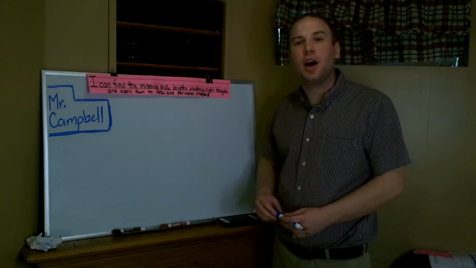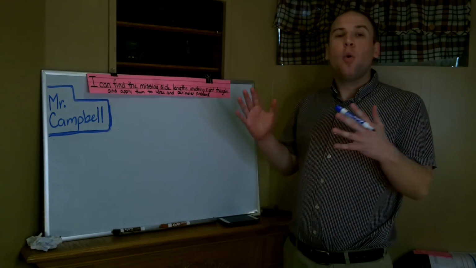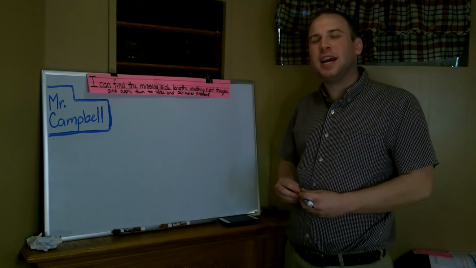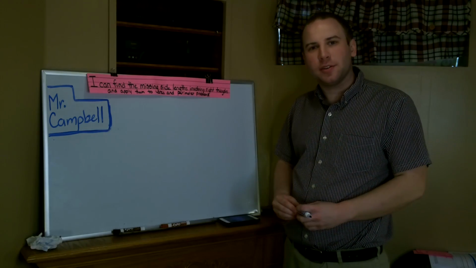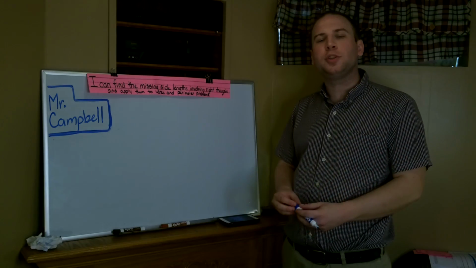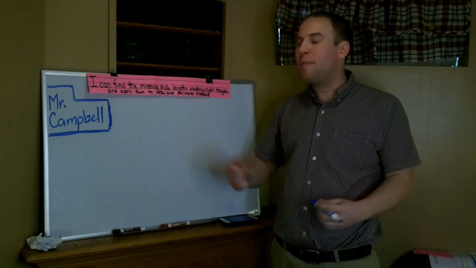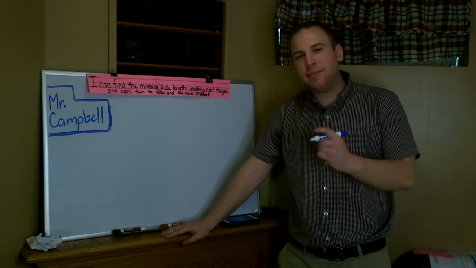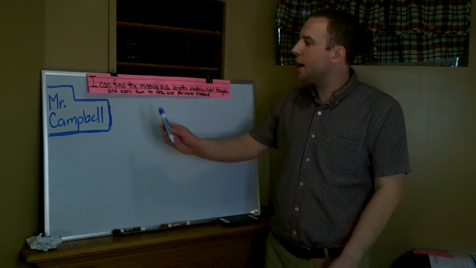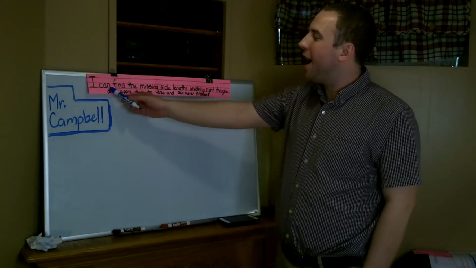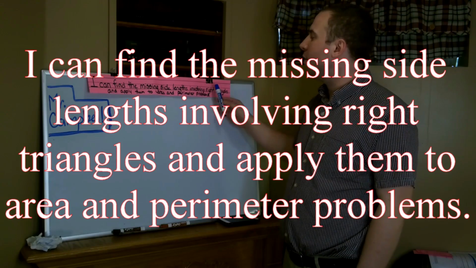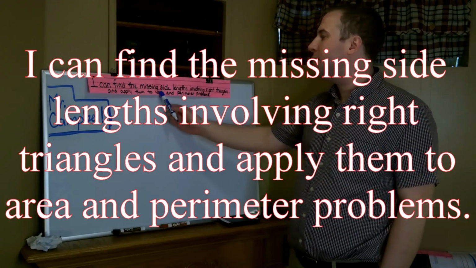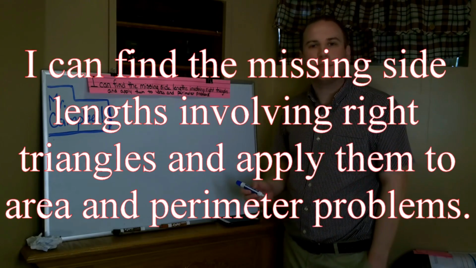Today we're going to be talking about the following. Previously we looked at rational and irrational numbers. We've also looked at how square roots play into our math today. Go ahead and turn to a clean sheet in your math notebooks and write today's date. Let's look at our objective today. I can find the missing side lengths involving right triangles and apply them to area and perimeter problems.